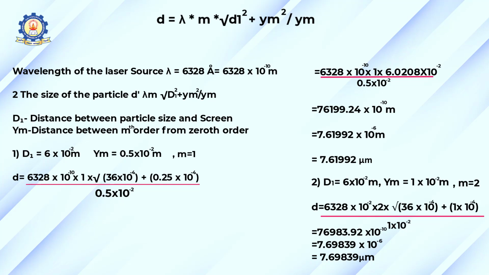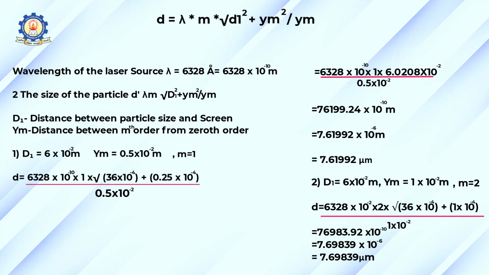Similarly, on the right hand side also we will get the same, 0.5 centimeter, and we have to take the mean value of these two, which will be 0.5. Then we have to take the square of that value, ym square, which will be 0.25. Then d1, the distance between the particle and the screen, is 6 centimeter, and the square of that value is 36 into 10 power minus 4 meter.